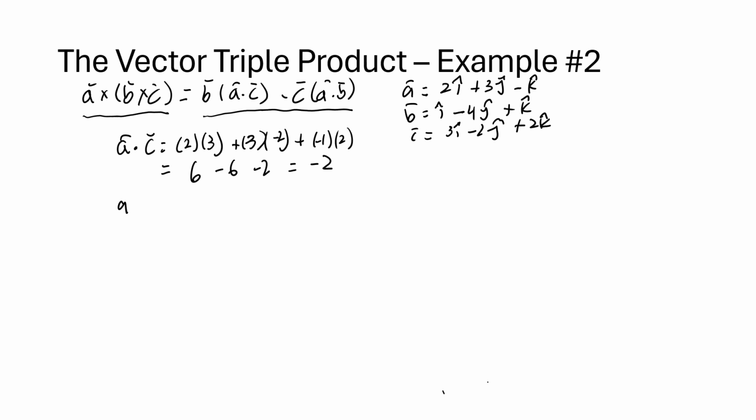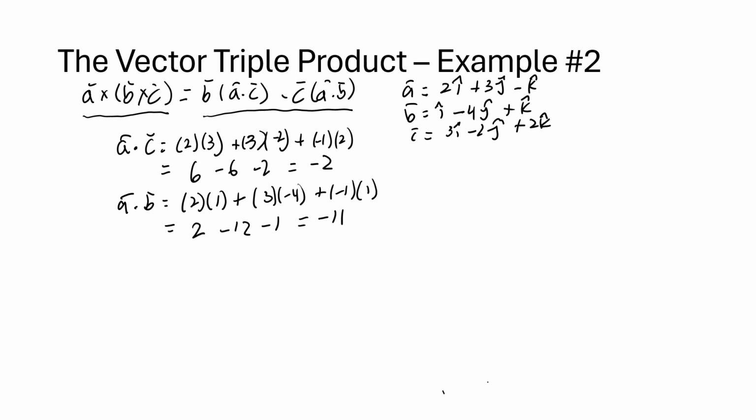Now we need to do A dot B. In this case, we've got A is 2 and B is 1 in the i components, plus 3 times minus 4, and then we've got a minus 1 times 1. So that's going to give us 2 minus 12 minus 1. That's minus 11. So that is going to be A dot B.